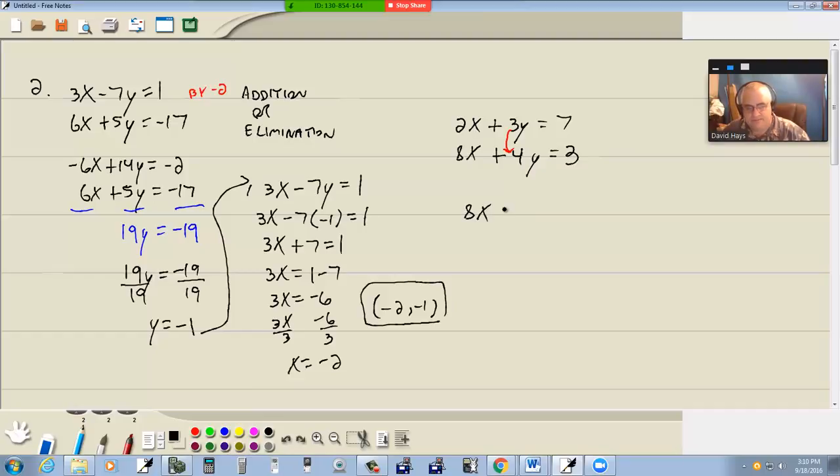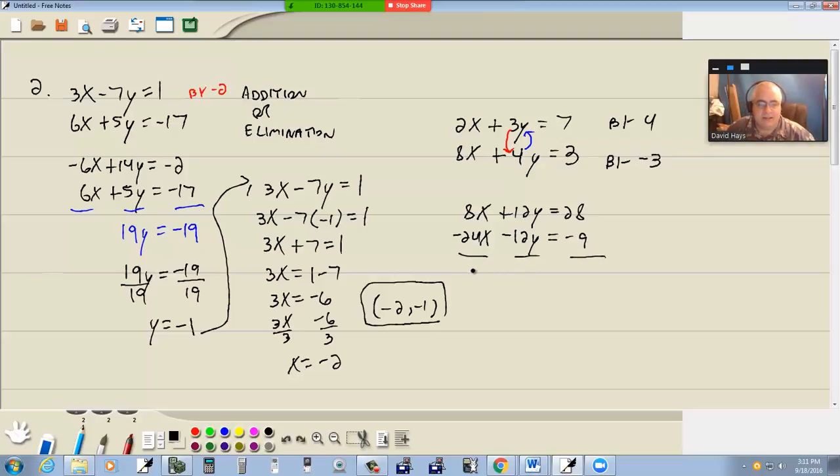So we get 8x plus 12y is equal to 28. For our second equation, we're going to multiply it by the other number, which is 3. So this was by 4, and this is by 3. Now I said that we need one of them to be a different sign, so we'll throw a negative in here. Doesn't matter where you put it. If you put it in the 4, that's fine. If you put it in the 3, that's fine. -3 times 8x is -24x. -3 times 4y is -12y. -3 times 3 is -9.